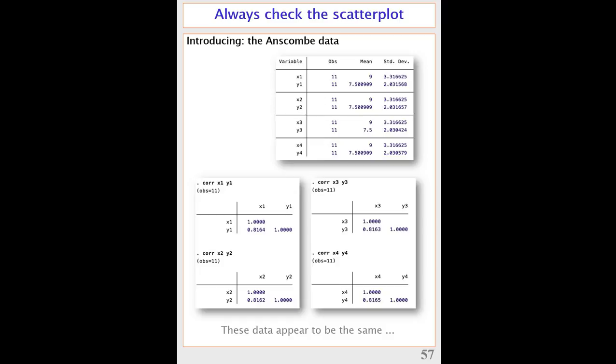Now, if you look at what they appear to be, then we have a mean of 9 for all the x's, for x1, 2, 3, and 4. And for all the y's, we have a mean of 7.5. And even the standard deviations of the x's and the y's are exactly identical. So for all practical purposes here, there is no difference between all the x's and there is no difference between all the y's. Also, if you look at the correlation, you still get the same number, 0.8164 in all cases. The correlation between x1 and y1 is equal to that between x2 and y2 and so on. So these all appear to be the same.